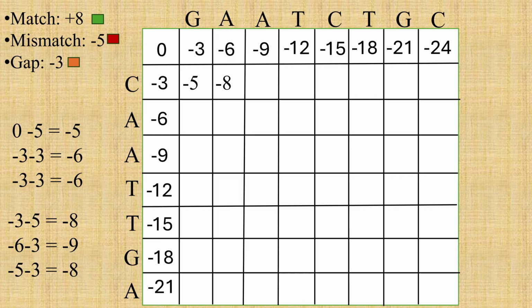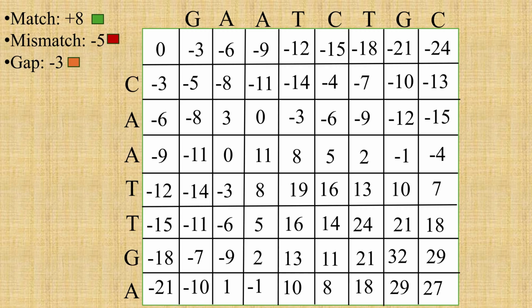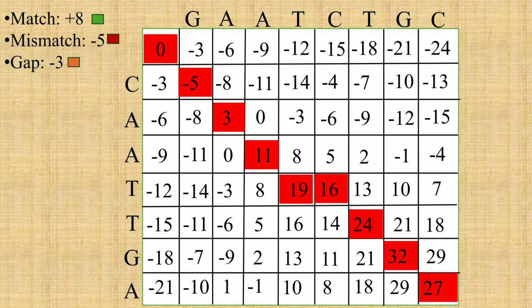This exact same process is repeated for every remaining cell in the matrix, moving row by row from top to bottom, while applying the same three-move rule each time. After filling all the cells, the matrix is now complete. At this stage, the numbers represent the best possible alignment scores for every prefix combination of the two sequences. The highlighted cells show the path that leads to the optimal global alignment score.